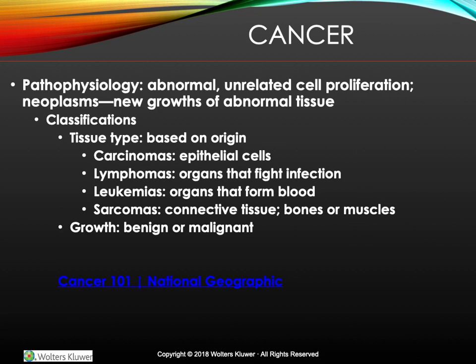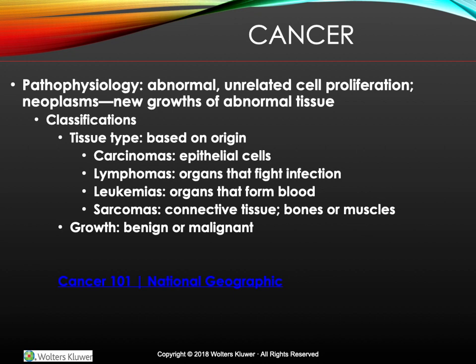Cancer is also classified by growth as well as tissue type. So here are some examples. Carcinoma is related to your epithelial cells. Lymphomas are organs that fight infection. Leukemias affect organs that form blood. Your sarcomas affect the connective tissue, bones, or muscles.